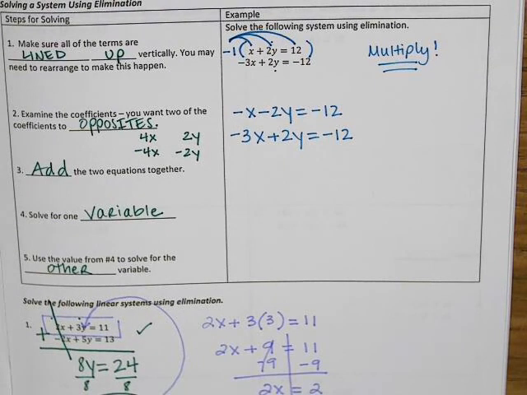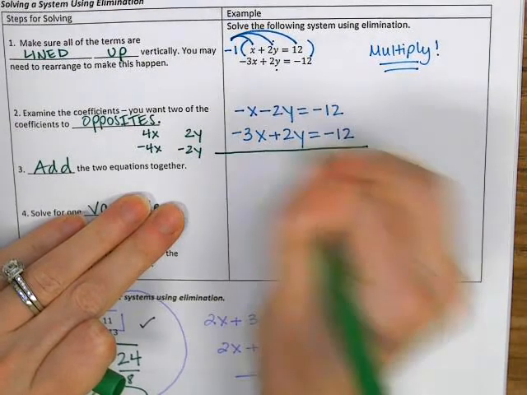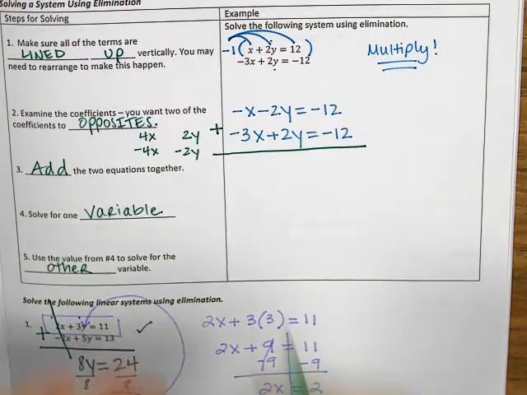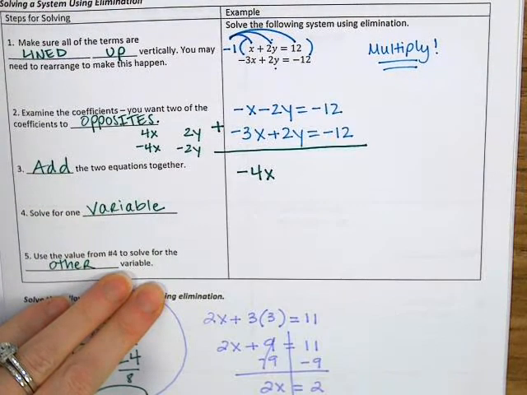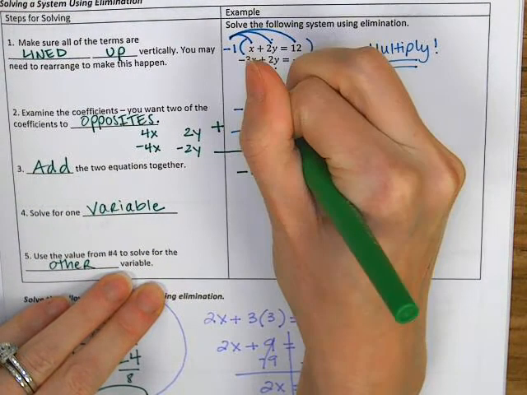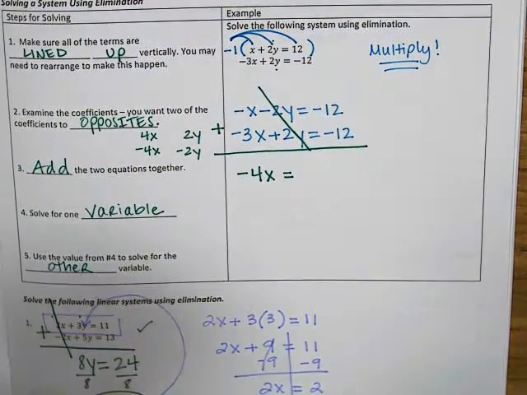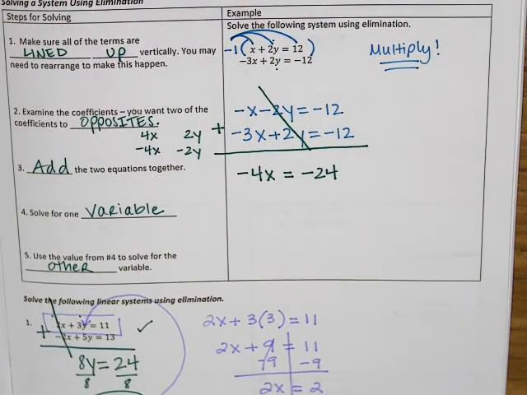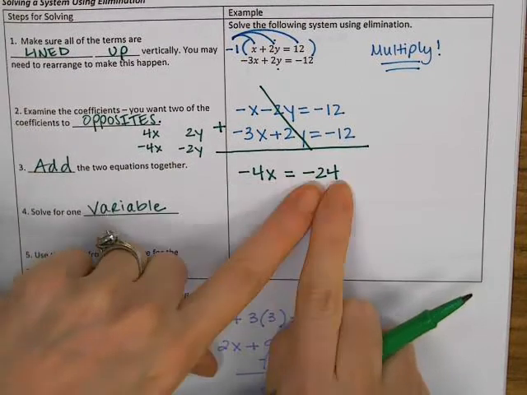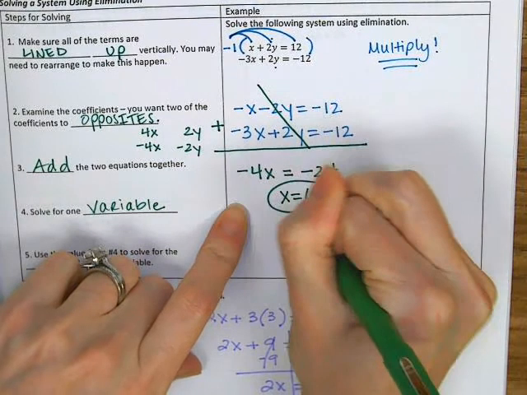And now we can follow the steps along the side here. Everything's lined up. We're going to draw the line and add going down. Negative x plus negative 3x is negative 4x. The opposites eliminate. And then negative 12 plus negative 12 is negative 24. Super easy to solve. If we divide both sides by negative 4, we get x equals 6. And then already you're halfway done.